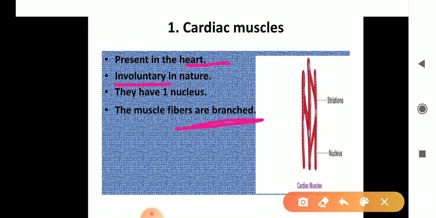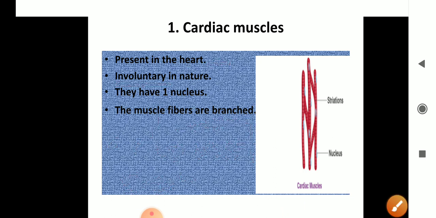One more important point is that they do not get fatigued. You can add one more point: they do not get fatigued. कभी भी थकती नहीं है ये. And they work from birth to death. और अगर बीच में कभी इनका work stop हो जाता है, then obviously the result will be death.